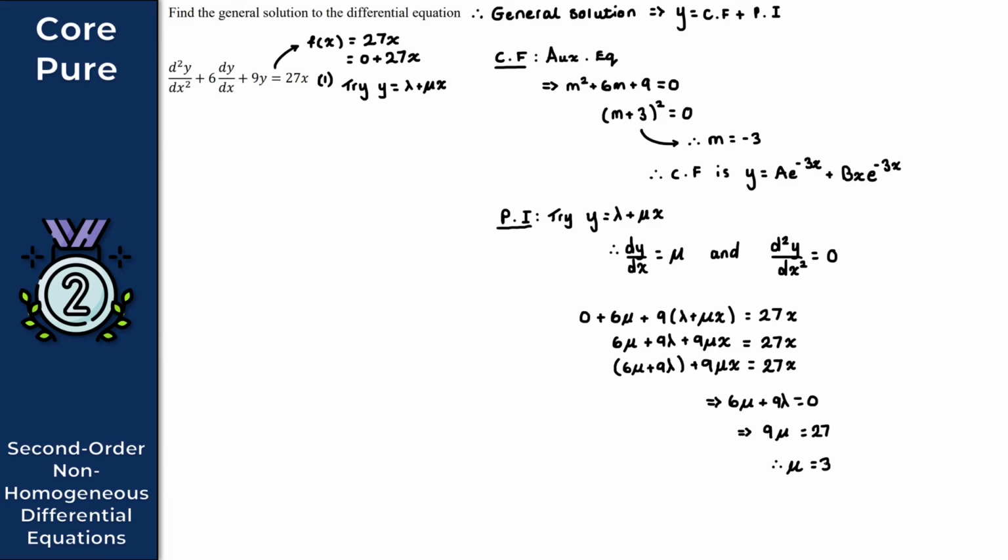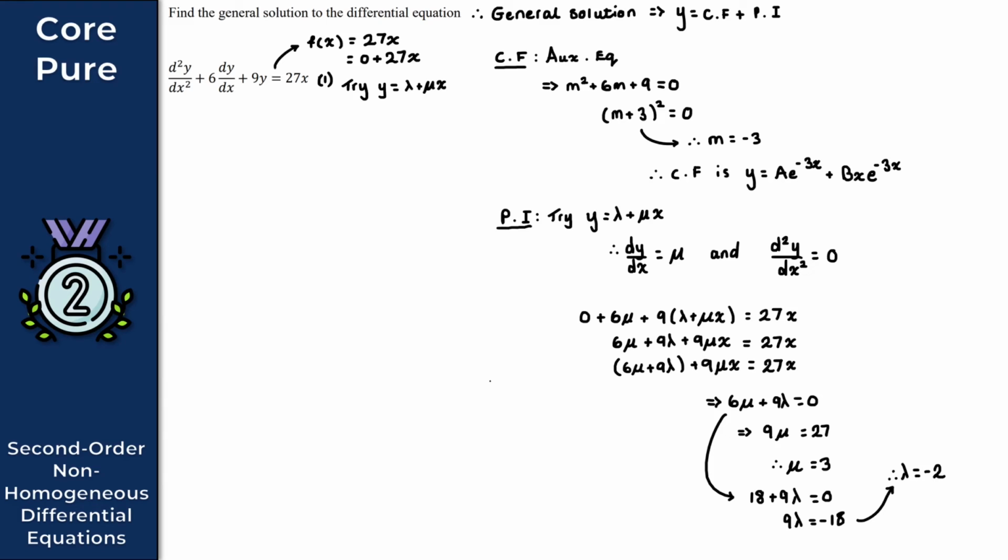Once we obtain this solution for mu, we can solve this equation. So we do that underneath. 6 mu is 6 times 3, so that's 18, plus 9 lambda is equal to 0. In that case, 9 lambda is equal to minus 18, and as we can see, lambda is equal to minus 2.